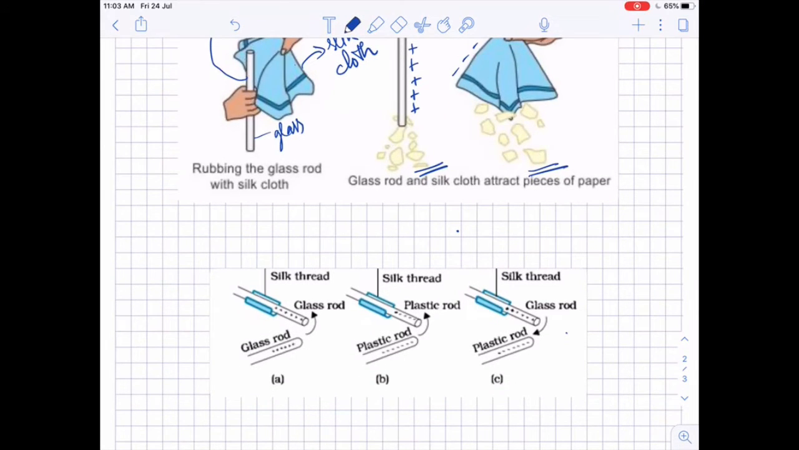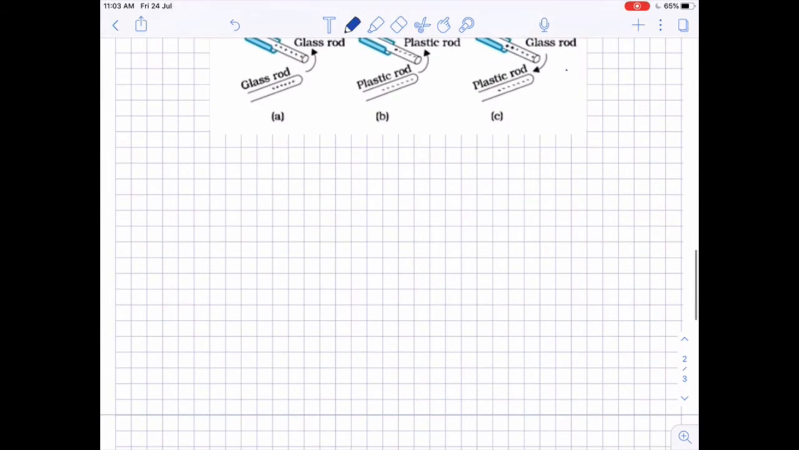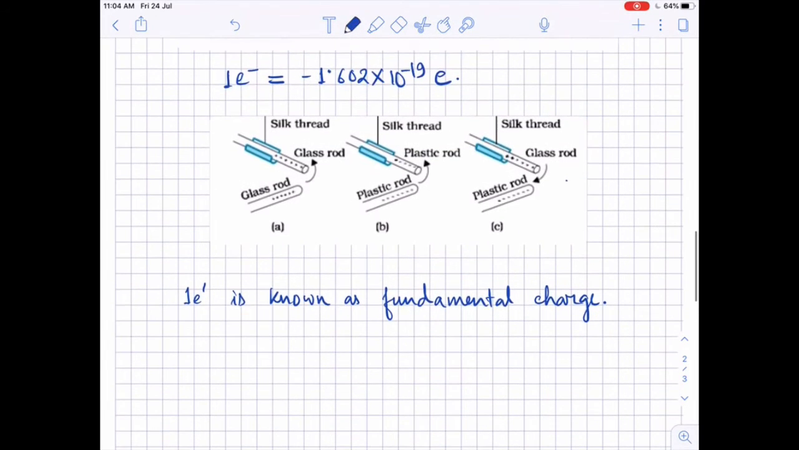And why is it so? Because of the transfer of electrons, and the electron has negative charge. One electron is equal to minus 1.602 times 10 to the power minus 19 coulomb. This charge carried by one electron is known as the fundamental charge.